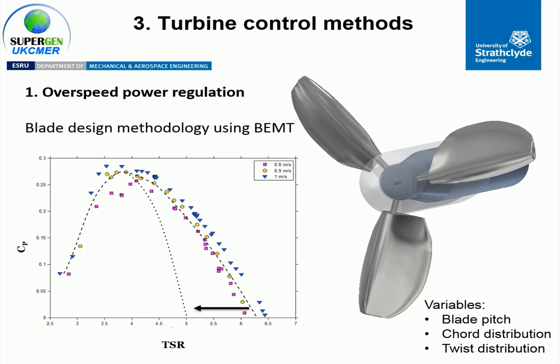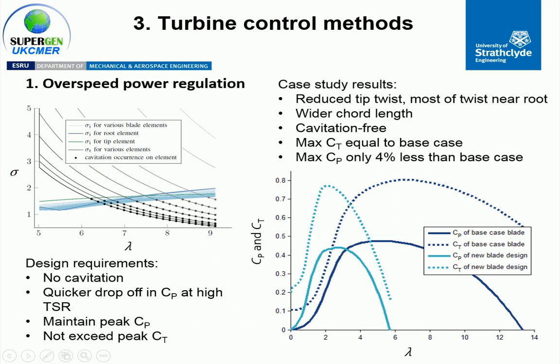And so what Katie Gracior has been doing is developing a methodology of how to do this. And this diagram here is showing an example output from her methodology, which is designed to work with overspeed power regulation. So her model works firstly by specifying some design requirements. These are the ones specific to the example I just showed you, but you could change this around depending on what you wanted to do.